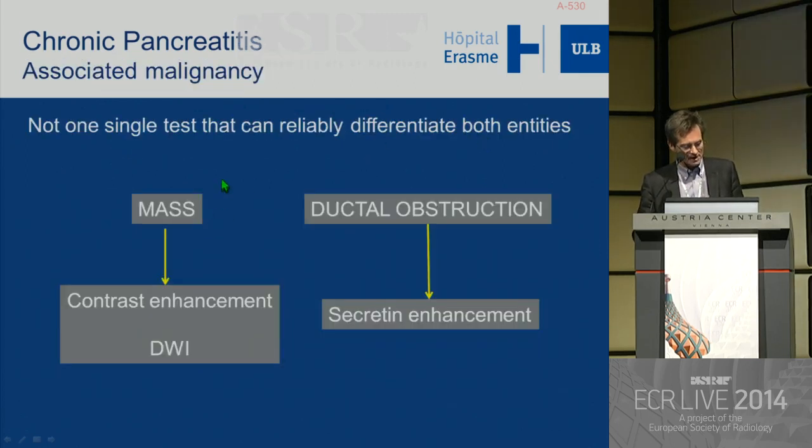So if you have a mass, you have two possibilities. Either nowadays you can use contrast enhanced CT or MRI, or diffusion-weighted imaging, or both. And you have to look at ductal obstruction, ductal strictures, and for those who may use secretin stimulation, this is a very elegant technique to discriminate both entities.